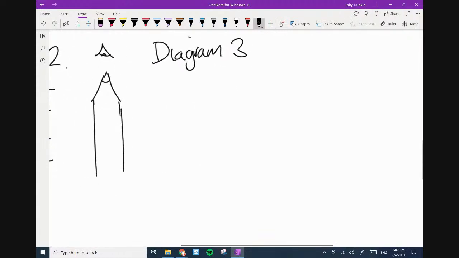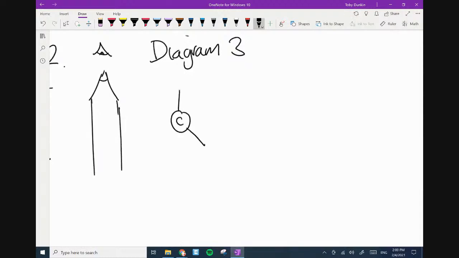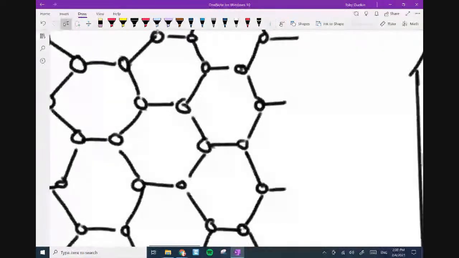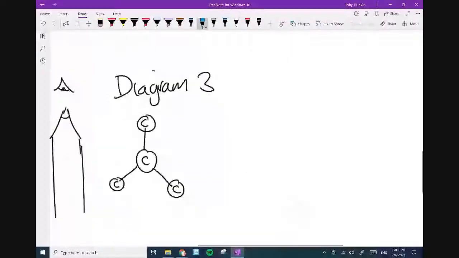Now, what's strange is that each carbon atom is actually forming only 3 bonds, which is very strange. Each carbon atom is only making 3. And you can see this if I just pick out any particular one. If I pick out him, he's forming only 3 bonds. Now, this is very strange.